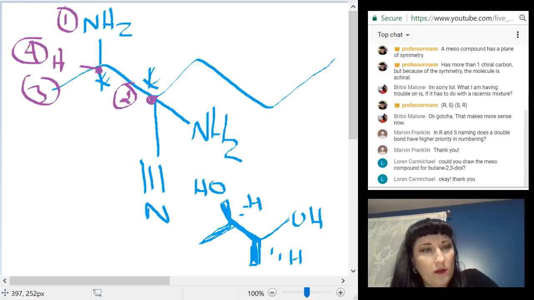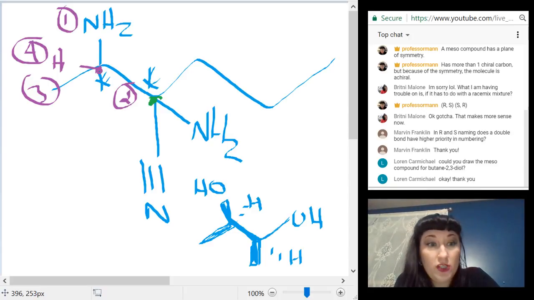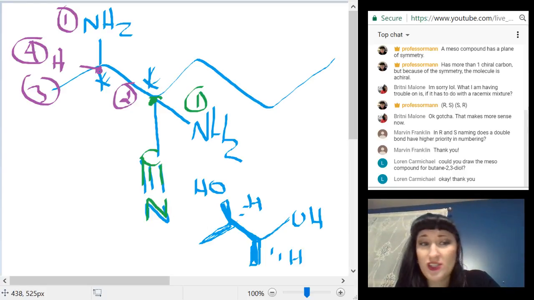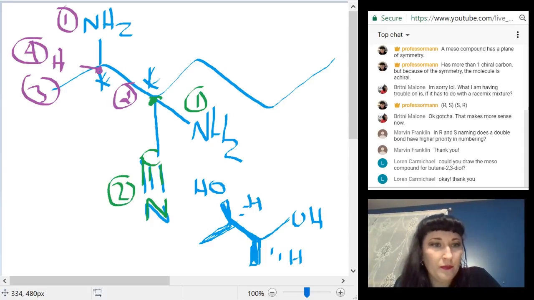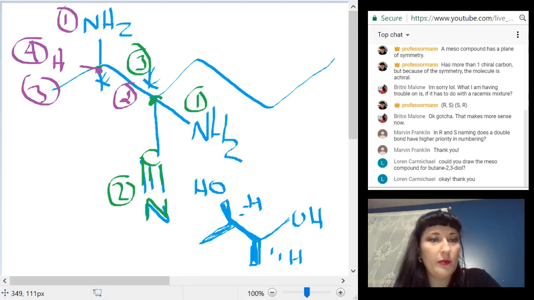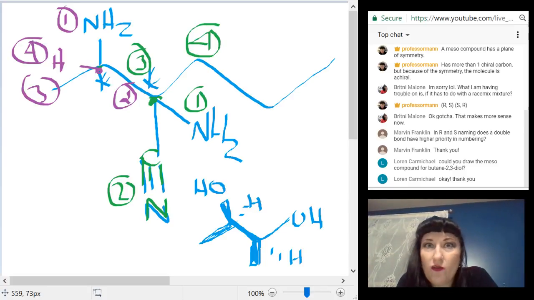If I look at the one right here, let me switch my color to something different. Okay, then the highest priority group would be the nitrogen. The next highest priority group would be the carbon here, attached to 3 nitrogens, essentially. It's not attached to 3 different nitrogens, that's just the way the rule works. Followed by the carbon attached to 1 nitrogen. Followed by the carbon attached to only other hydrogens and carbons. So, there's an example of a chiral carbon that doesn't have any hydrogens on it, and the lowest priority group is actually a lone carbon chain.